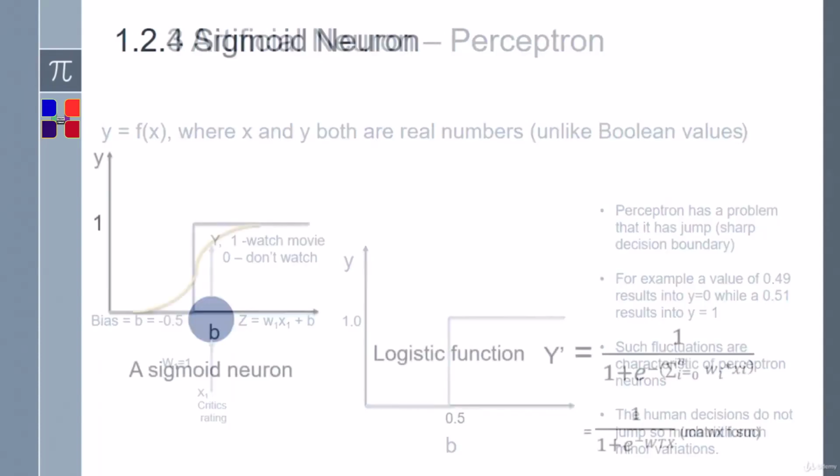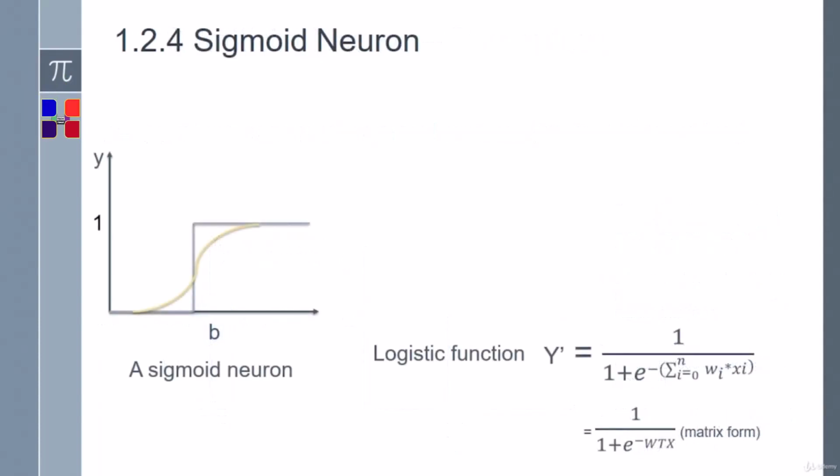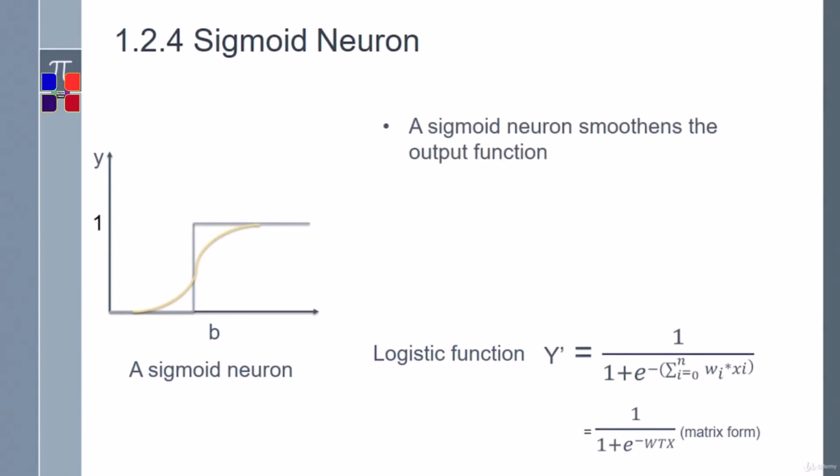Okay, so this is where the sigmoid neuron comes into the picture. It is actually a logistic function, like a standard logistic function. Y is equal to 1 by 1 plus e to the power of minus the sum of wi xi. What this does is that it smoothens the output function. Earlier, the output function had a sharp decline. Now this is a smooth S curve, right?